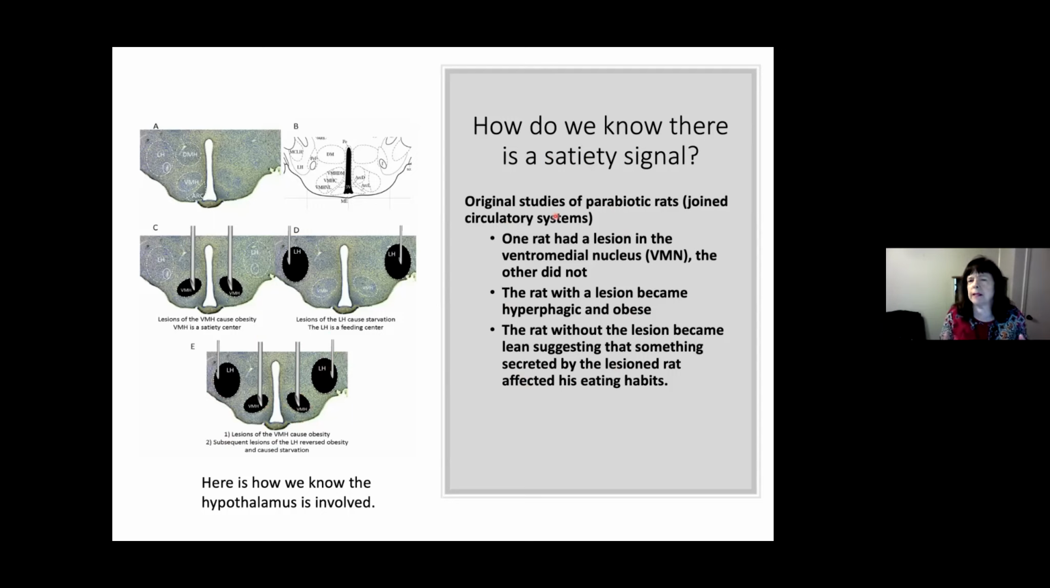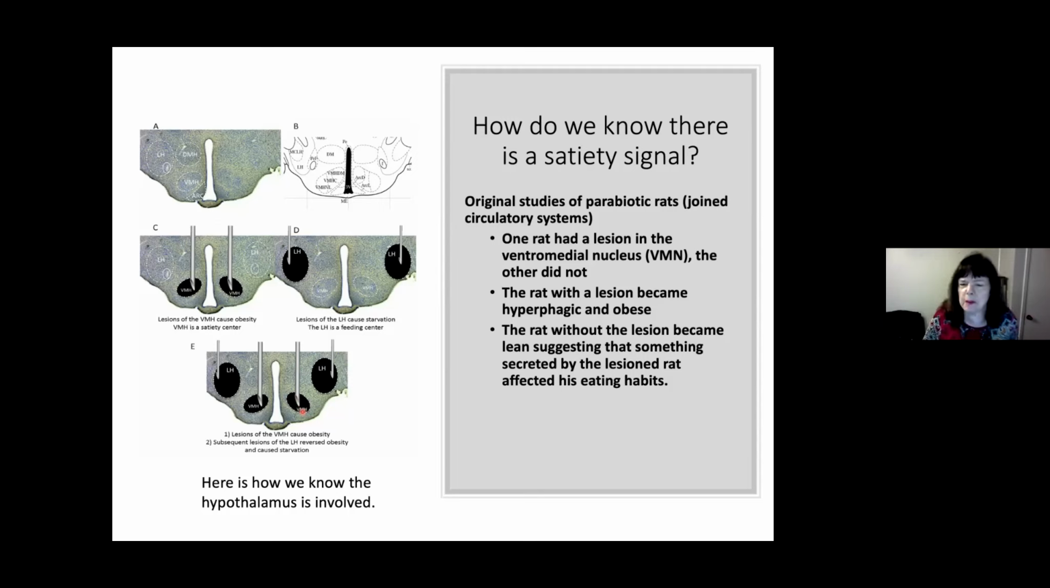They attached rats to each other. They joined their circulatory systems, and they stuck a lesion in the ventral medial. And remember, the ventral medial causes obesity, okay? And so, of course, the rat with that lesion became hyperphagic. That means it's eating too much and obese. But the rat without the lesion became lean, suggesting something secreted by the lesioned rat affected his or her eating habits. Okay, and so something's going on here, and it's in the circulatory system.